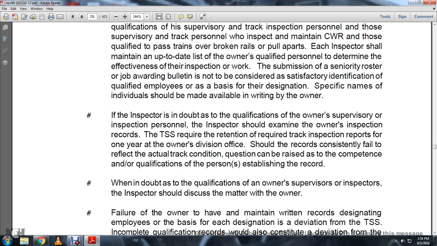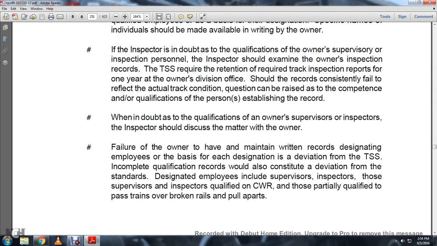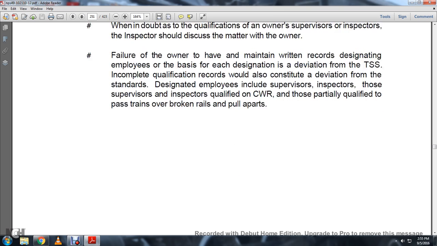When in doubt about the qualification of the owner's supervisor or inspector, the inspector should discuss the matter with the owner. Failure of the owner to maintain a written record designating employees, with the basis for each designation, is a deviation from the track safety standards, and incomplete qualification records would also constitute a deviation from the standard. Designated employees include supervisors and inspectors, those qualified in continuous welded rail, and those partially qualified for passing over broken rails and pull-aparts.